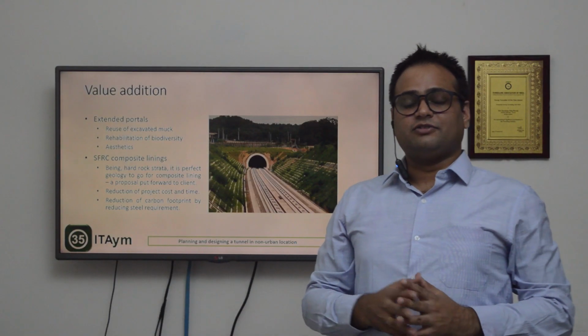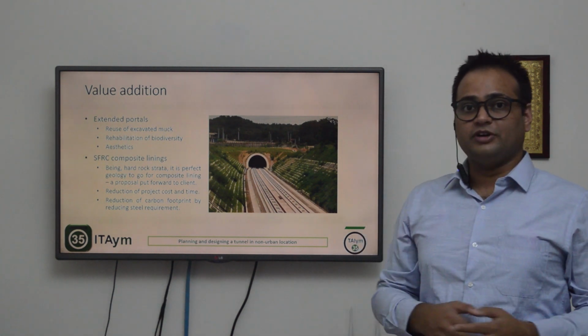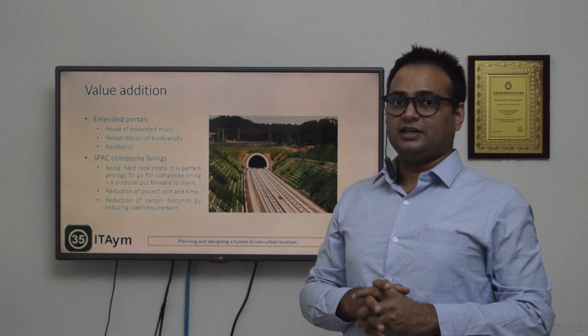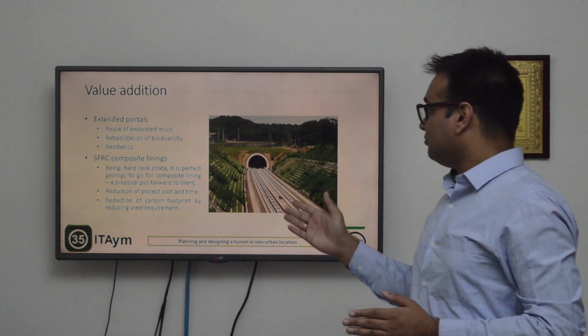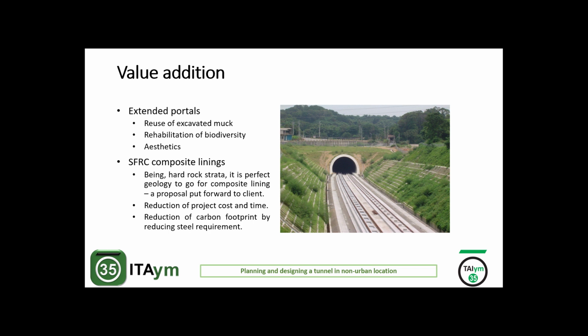Value addition is a very important aspect of every project, and we have proposed two value addition measures to the client, considering the situation of this landscape, and it's up to the client to adopt them. First is extended portals. We have proposed that we extend the portals of the tunnel so that the muck that is excavated can be backfilled over the tunnel portals and doesn't need to be transported, which will save both cost and time, and will help in regenerating the beautiful landscape in this region.